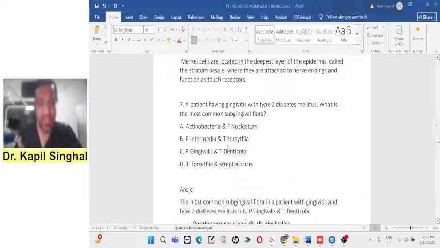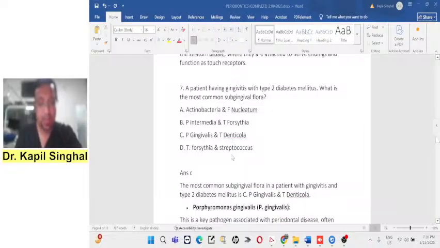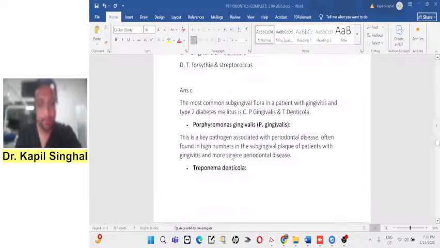It is also seen that the prevalence of A. comitans and Fusobacterium nucleatum is also seen. But if they ask you the maximum prevalence of the most common subgingival flora, the answer here would be C, that is P. gingivalis and Treponema denticola.